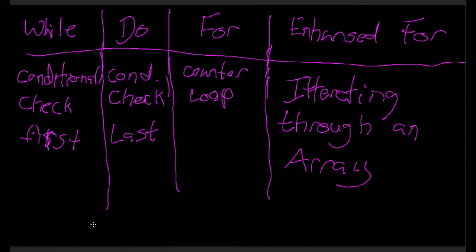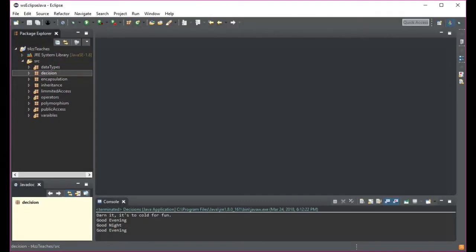The for loop would be something like, I need to count to 10, so I could have it print out 10 times, 1, 2, 3, 4, 5, 6, 7, 8, 9, 10. And the enhanced for is good for iterating through arrays. So hopefully that kind of makes a little bit of sense for you. Let's go ahead and put back up our Eclipse, and we're going to jump into these types of loops.